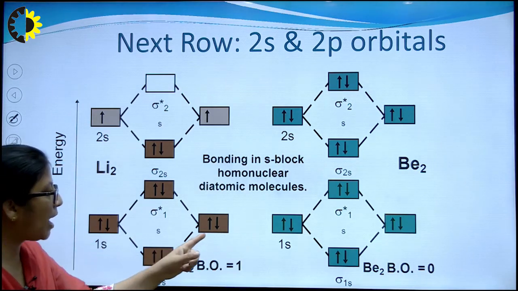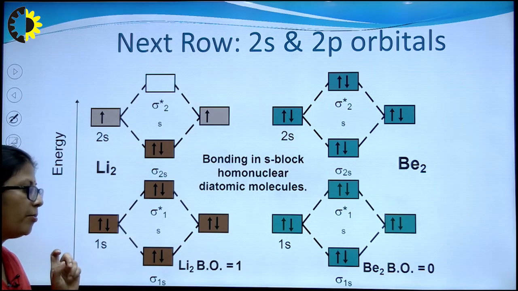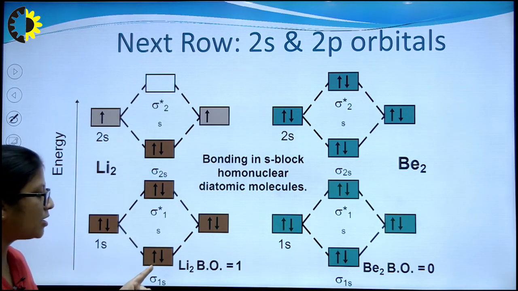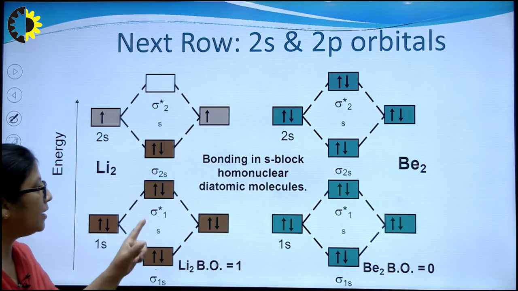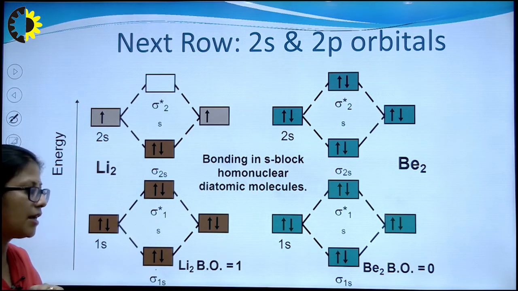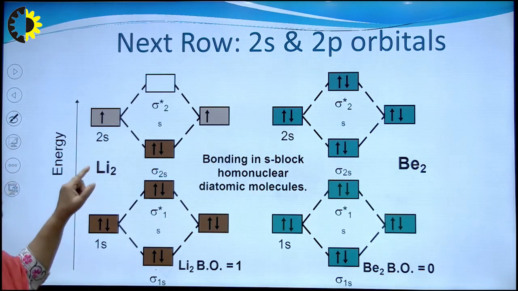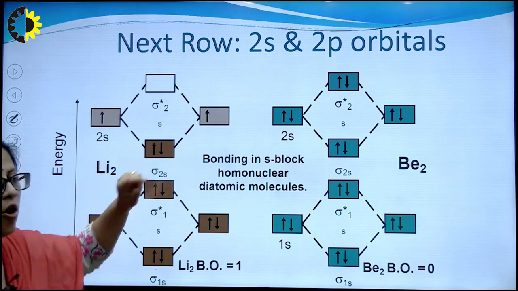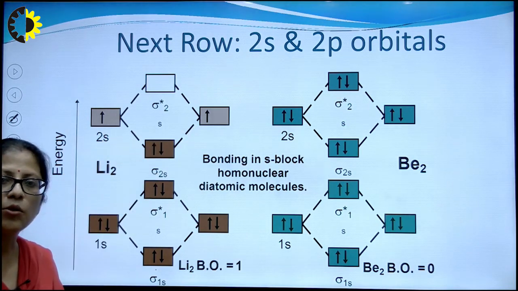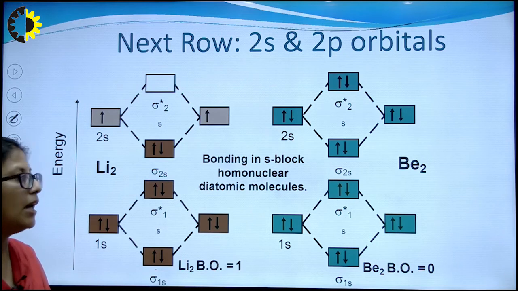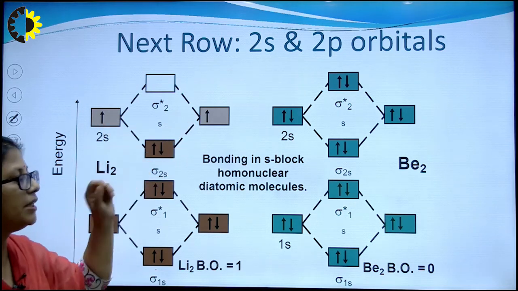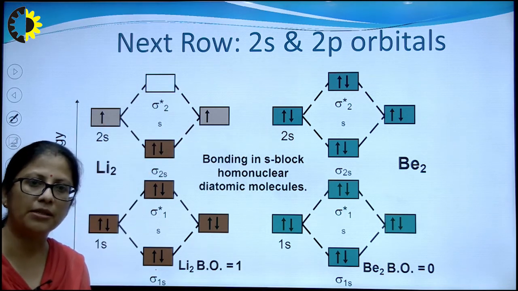1s of lithium has 2 electrons, these are the atomic orbitals. So, first 2 electrons enter into the sigma 1s, the next 2 enter into the sigma star 1s, and the 2s orbitals of lithium have only 1 electron each, and these 2 electrons enter into the sigma 2s orbital.